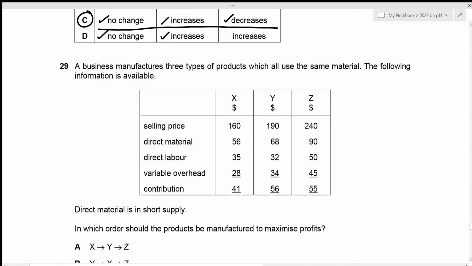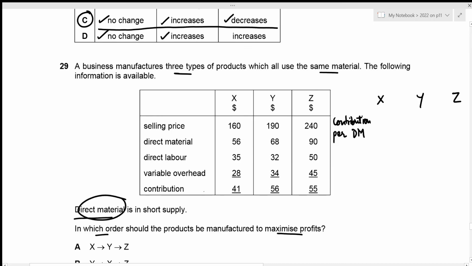A business manufactures 3 types of products which all use the same material. The following information is available. Okay, we're given selling price, direct material, direct labor, variable overhead, and contribution. Direct material is in short supply, so our scarce resource is direct material. And now we need to figure out in which order the products should be manufactured to maximize the profits. Whenever we're looking at profit maximization in case of scarce resource, we need to figure out the contribution per scarce resource. In this case, our scarce resource is the direct material, right? So we need to figure out the contribution per direct material.